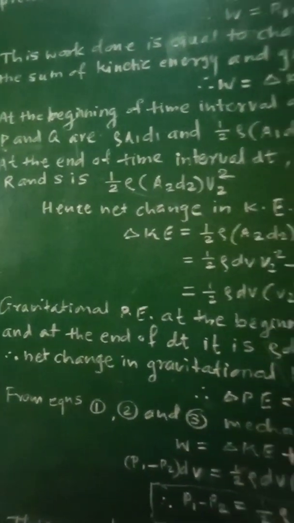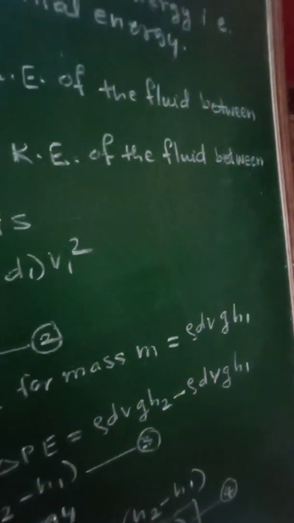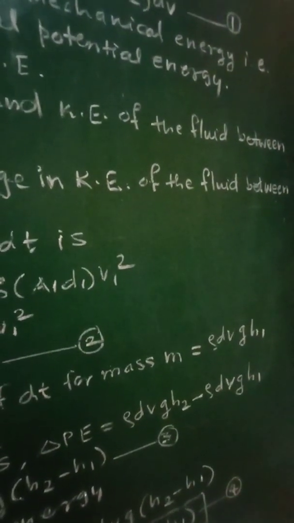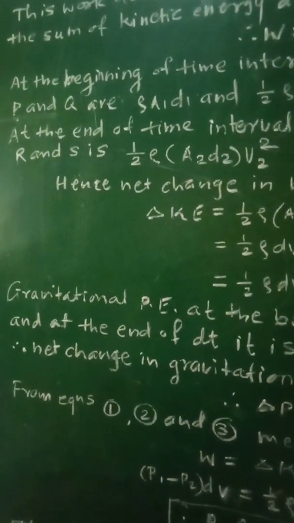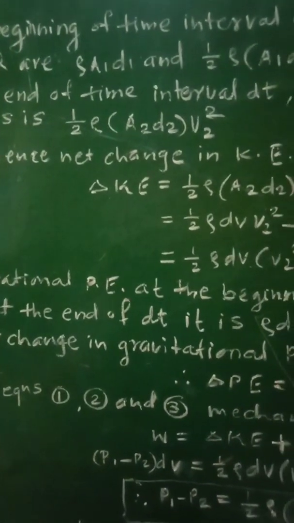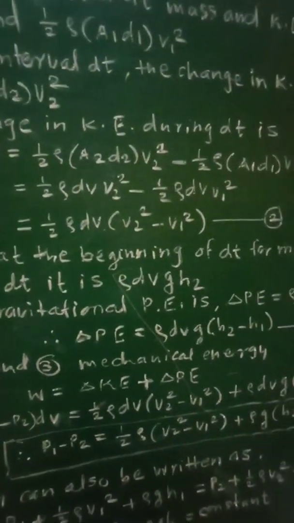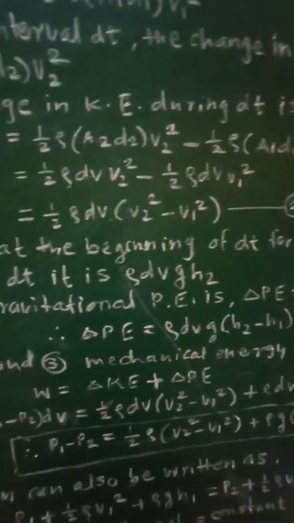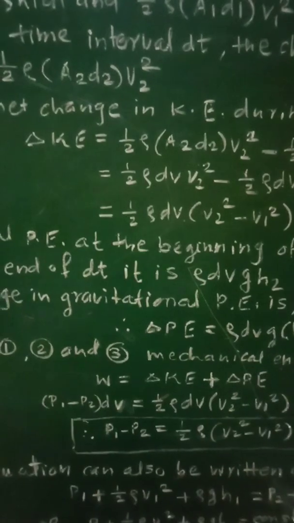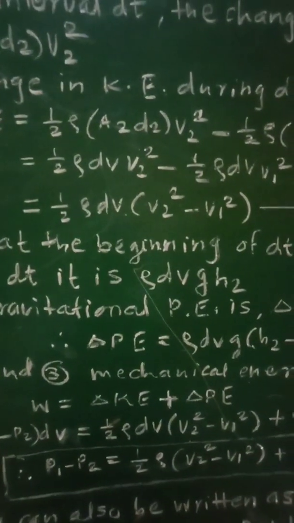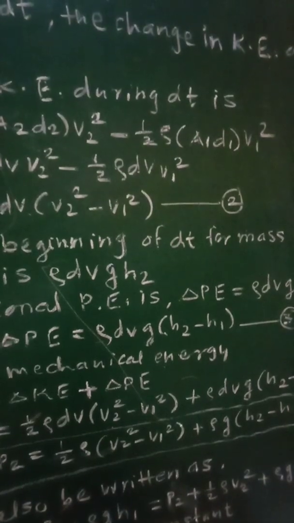Now at the end of the time interval dt, the change in kinetic energy of the fluid between the upper ends R and S is equal to half rho into A2 D2 V2 square, and therefore the net change in kinetic energy during time interval dt will be equal to the subtraction of these two kinetic energies, that is delta KE equal to half rho into A2 D2 V2 square minus half rho into A1 D1 V1 square.